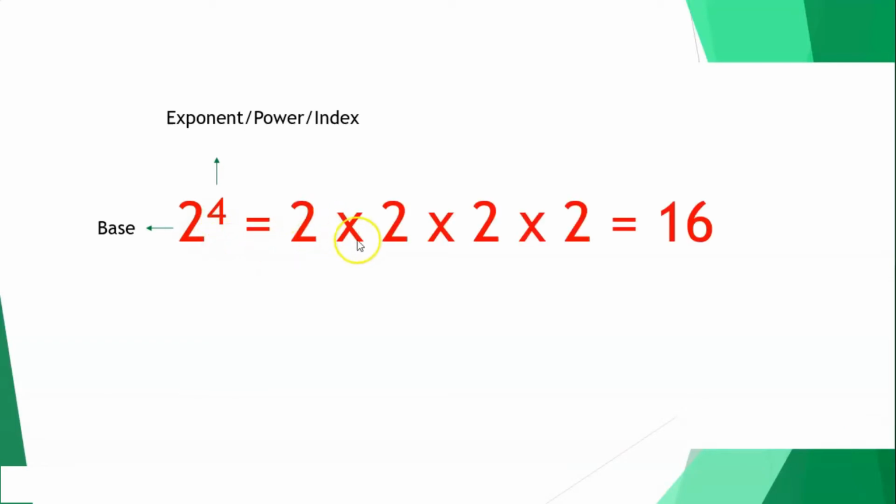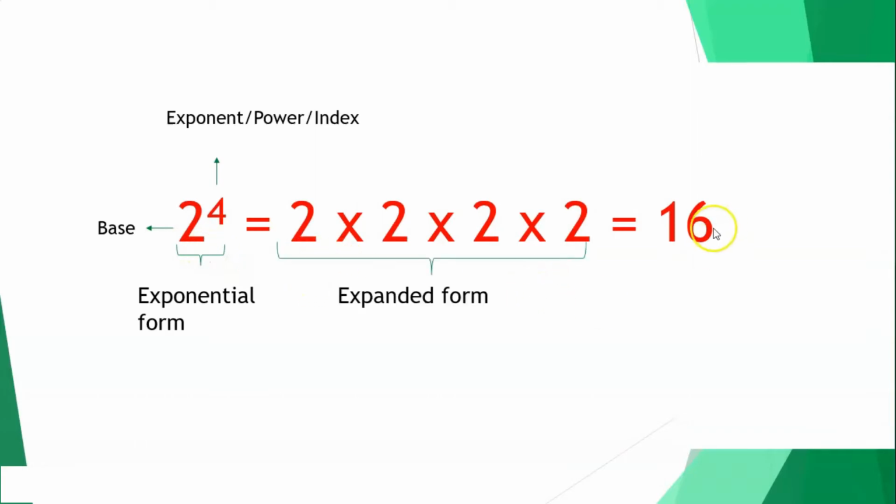Given the exponential form 2 to the power of 4, 2 here is considered as the base, 4 is considered as the exponent. It could be power or index. Now, expanding this, we will get 2 times 2 times 2 times 2, or this is 16. 2 to the power of 4 is considered as the exponential form. This is the expanded form, and 16 is the numerical value, or basically it's the standard form. So take note, when you say exponent, it will save us from writing multiple numbers.